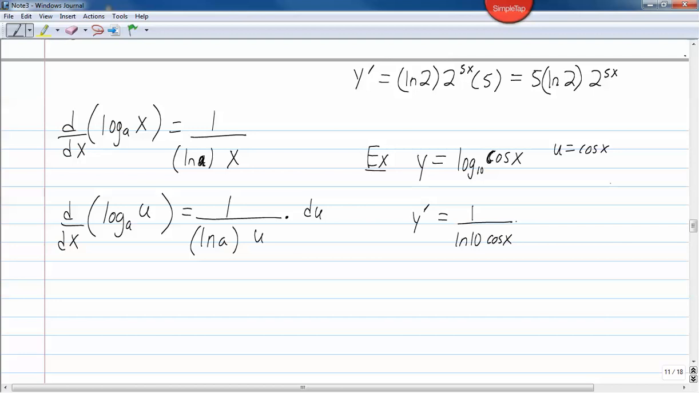And what's the du? Negative sine x. So this is negative sine x over natural log of 10 times cosine x. Or, what's sine over cosine? So that's going to be negative tangent of x over natural log of 10. Since I'm multiplying, I can just say sine over cosine is equal to tangent.